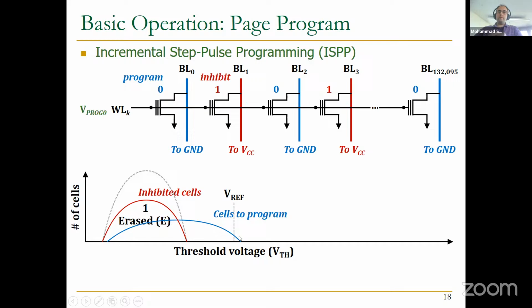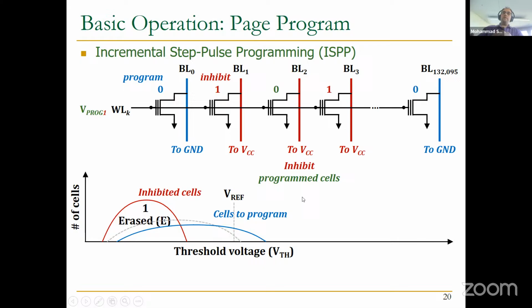So what we do is apply VPROGRAM zero, and then verify which cells have been programmed already by simply reading. If those cells have been programmed already, you can inhibit them in the next cycle. For the cells where you wanted to write zero, and after verification you see that you managed to write zero, you just inhibit them for the next cycle. So you apply VCC to the bit line such that you can skip the ISPP process for those cells. Imagine that bit line two is verified as programmed. So you apply VCC to inhibit it, and then you apply VPROGRAM one again.